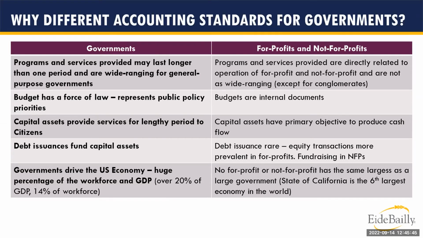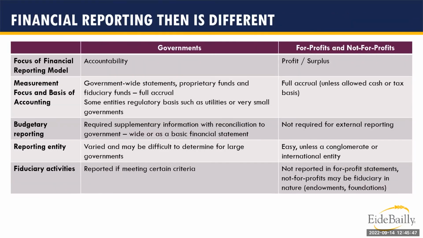Given the differences, the focus on accountability versus profit and surplus, the financial statements have to be different. There are multiple focuses and bases of accounting in a state or local government. Some programs and services operate like a not-for-profit or business. And in some cases, we have these things called utilities, say your power, water, sewer. They can be part of your government.